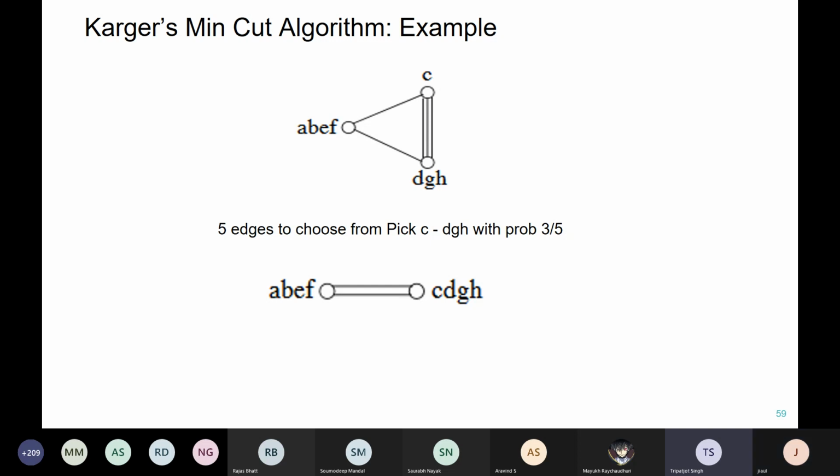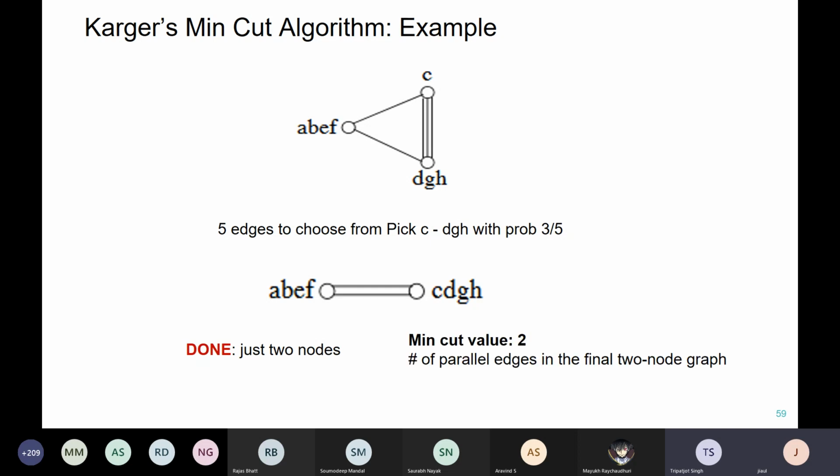Now, before I proceed to the next part, here we just have 2 nodes, you stop here, and the cut value in this case is 2 because the number of edges between them is 2. So that's the cut value. It may not be the minimum cut value. I would prefer to call it a cut value. So that's the cut value ultimately that you get.